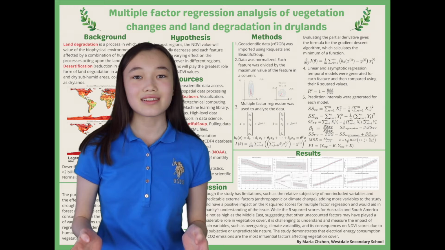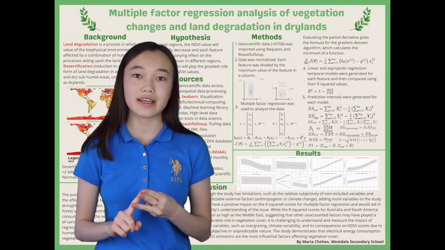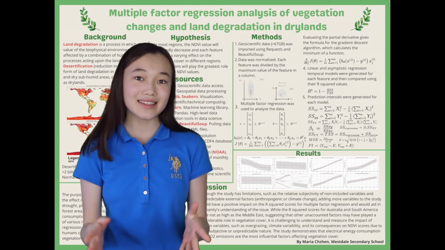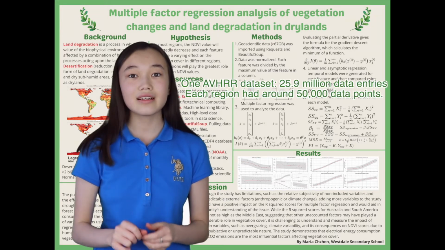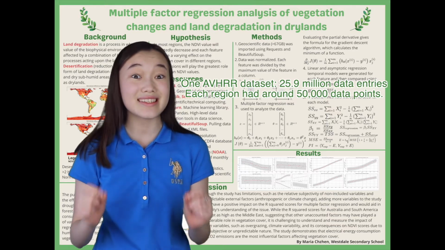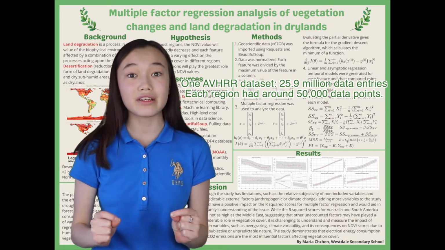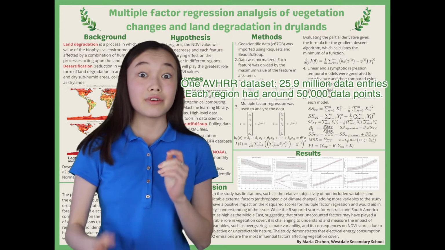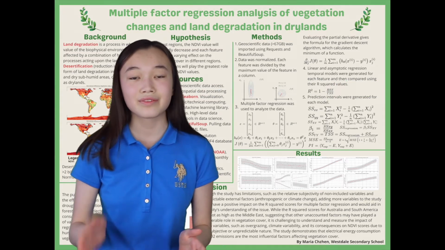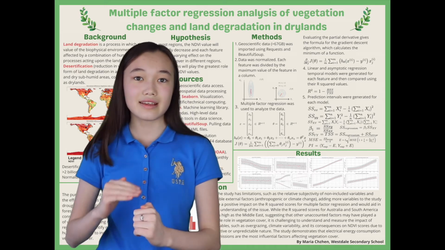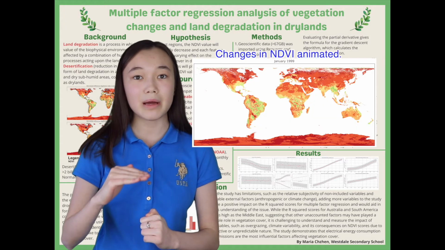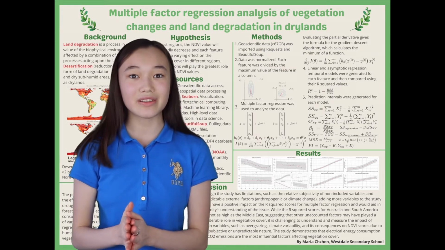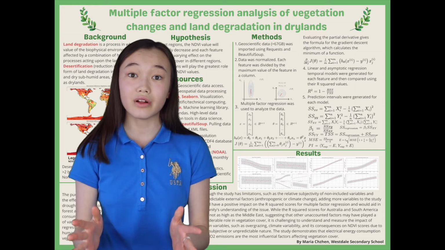The explored regions, the Middle East, Southern Asia, Australia, and South America, were chosen upon comparing their mean NDVI values from 1995 to 2015. A single AVHRR dataset contained around 26 million data entries. Values were recorded at every 20th of a degree, which means that each region had around 50,000 data points in a certain period. The data was processed with the NetCDF and CartoPy libraries, and initial map visualizations were created with Matplotlib.